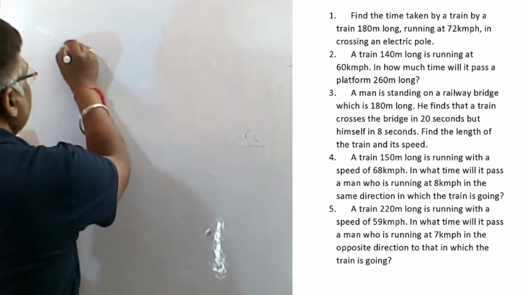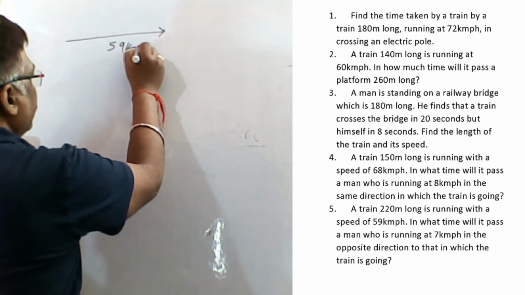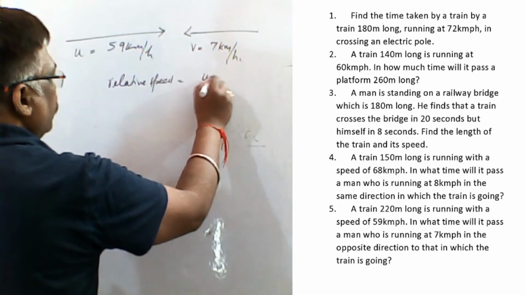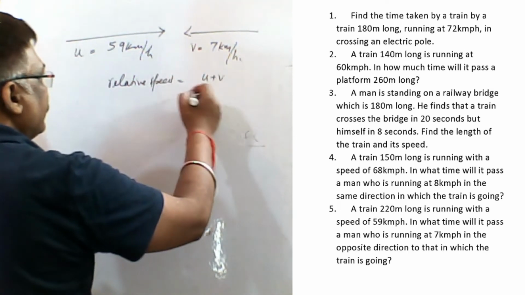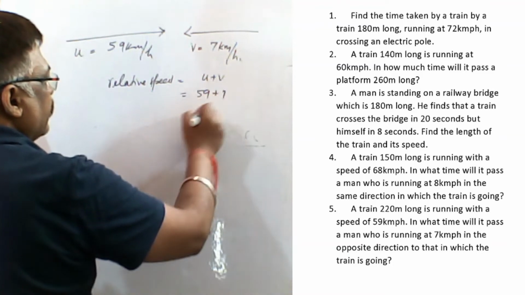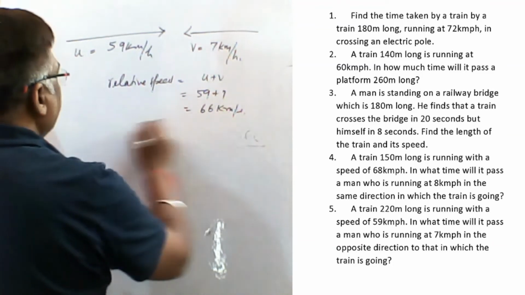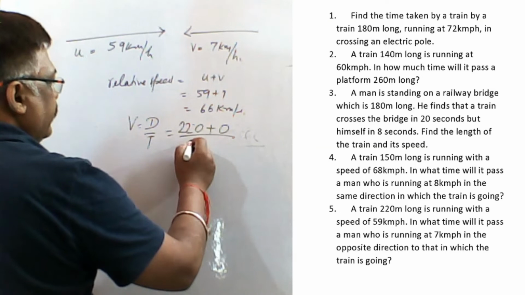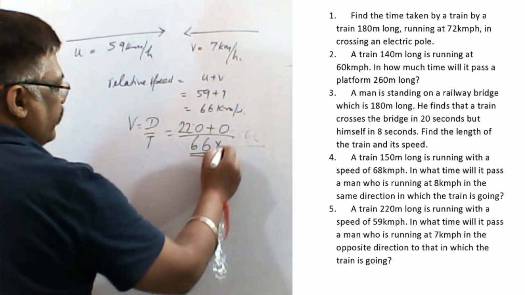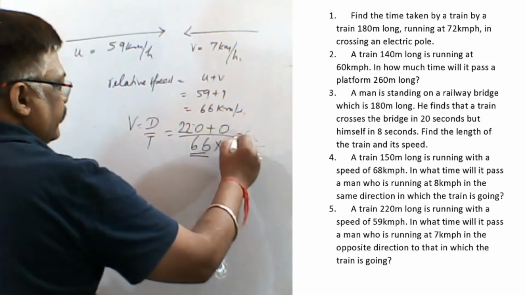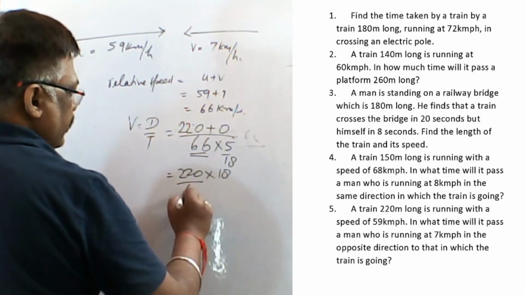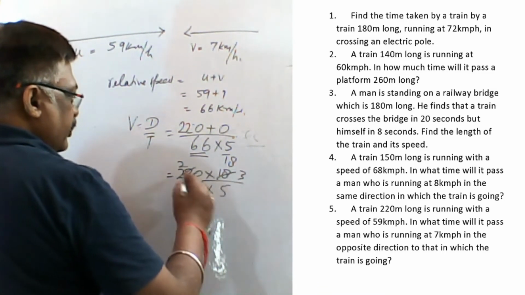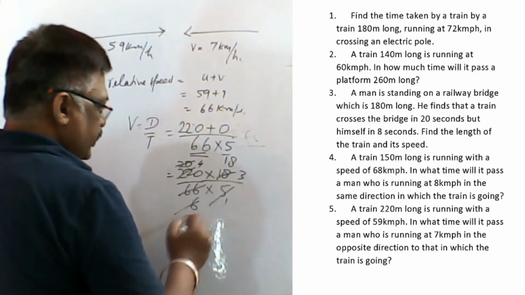Now the fifth question. There is a train running at a speed of 59 kilometers per hour, so this is u, and this is v, 7 kilometers per hour, in the opposite direction. The relative speed will be u plus v. With higher speed, less time will be taken. v is equal to d by t, the standard formula. The distance is 220, the man's length is 0, and the speed here is 66 kilometers per hour. To convert into meters per second you do this: 220 into 18 by 66 into 5, which gives 12 seconds.